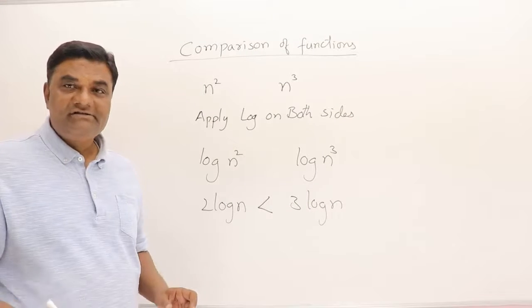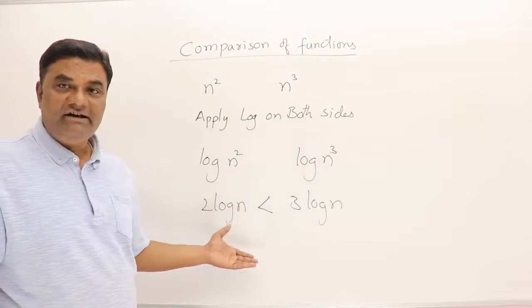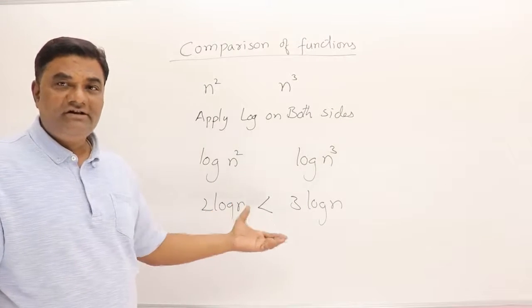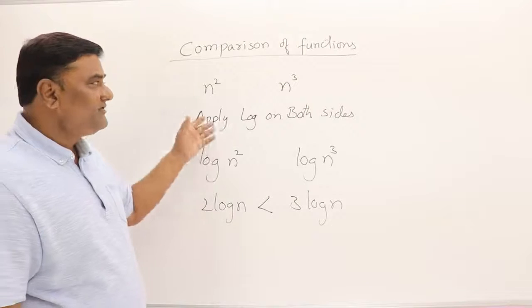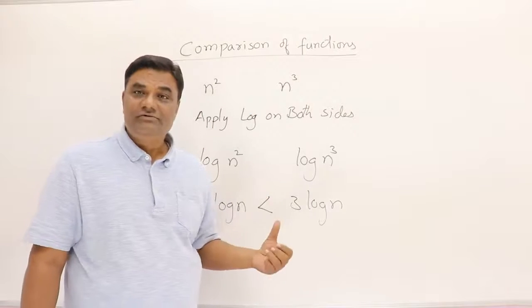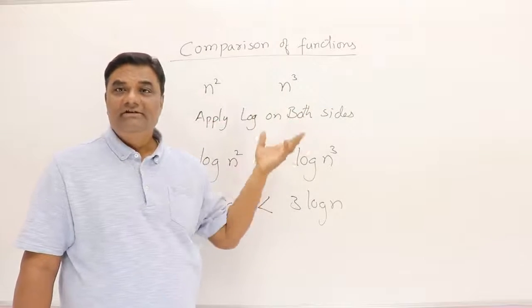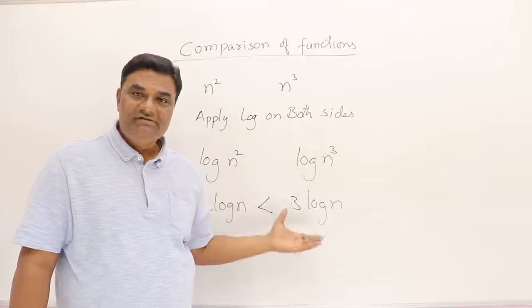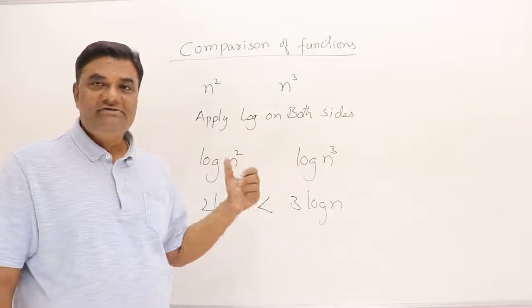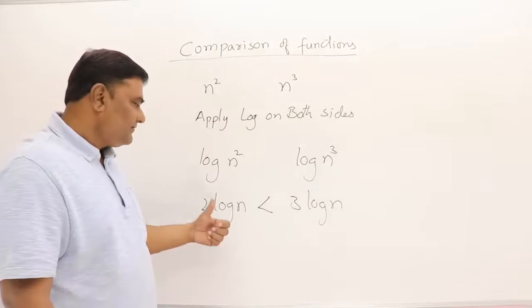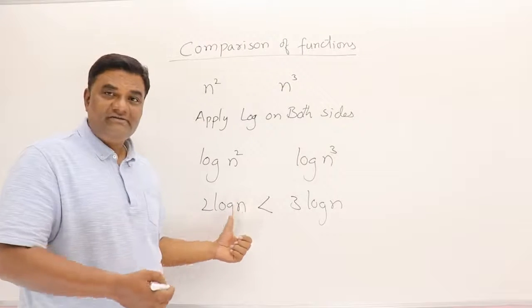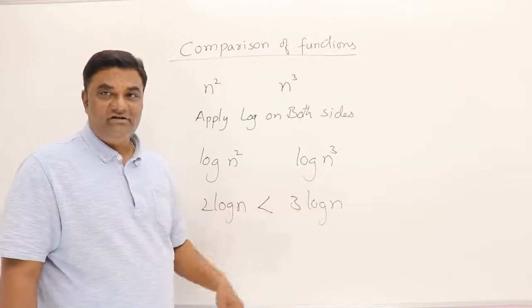So the second method is to apply log on both sides to find out which one is smaller and which one is greater. If you have some complex functions, then this is useful. This is a known function only, so I am taking a known thing to make you understand the method of checking them. So 2 log n, I should check exact values. 2 log n is less than 3 log n.